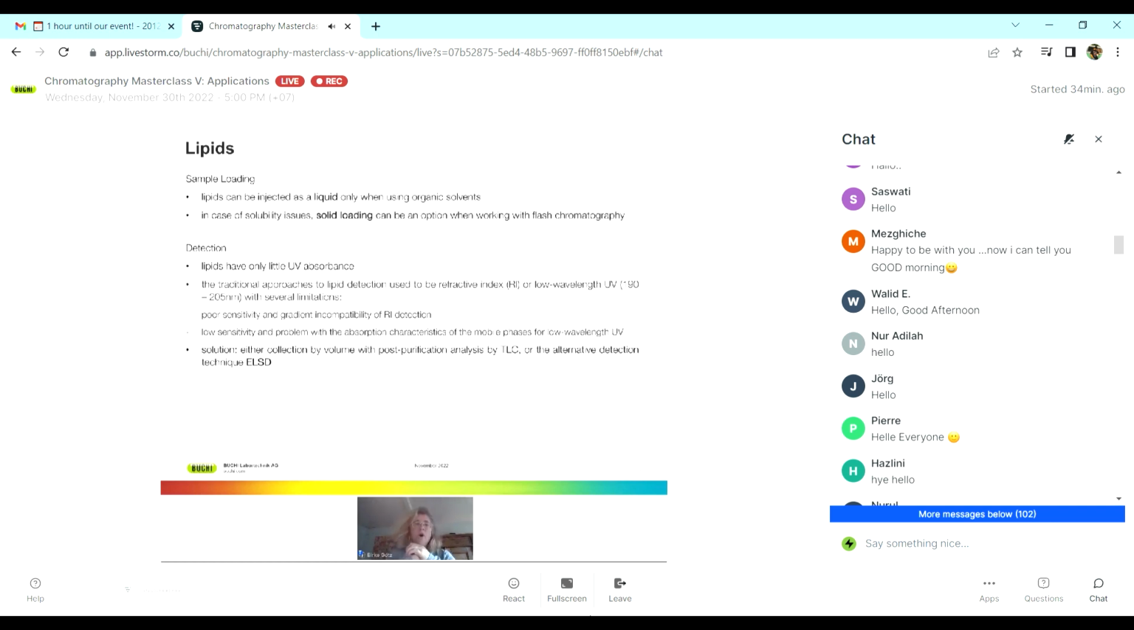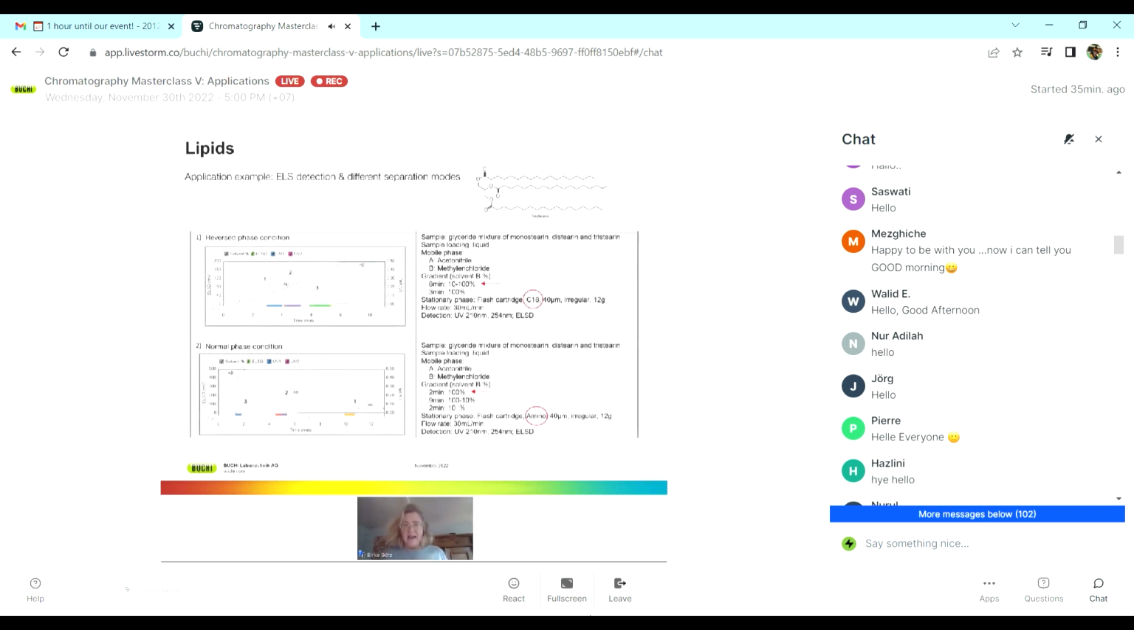So the solution is actually either, after you collected your fractions, you take the fractions and do TLC to see where your lipid is, or a very nice alternative detection is the ELSD. And here it's no problem to get the lipids detected because it's a completely different detection technique. We have some examples.